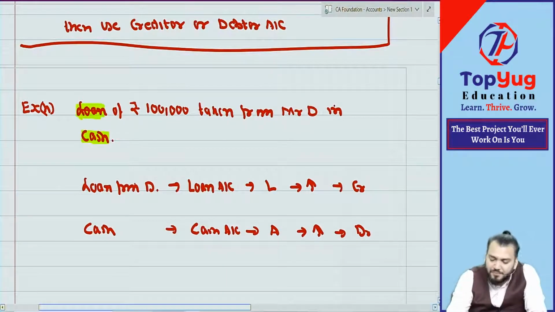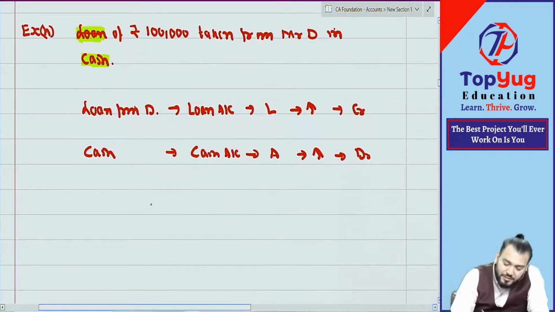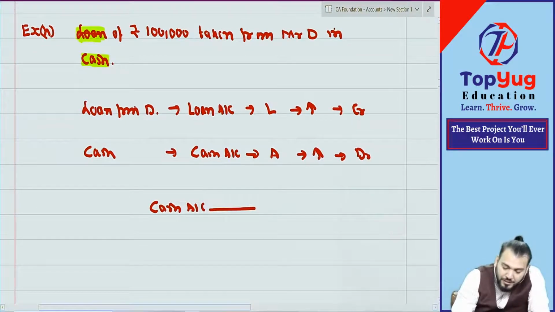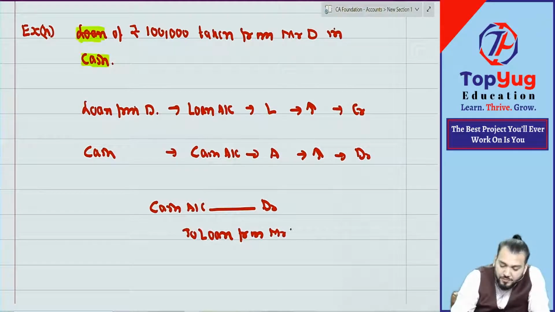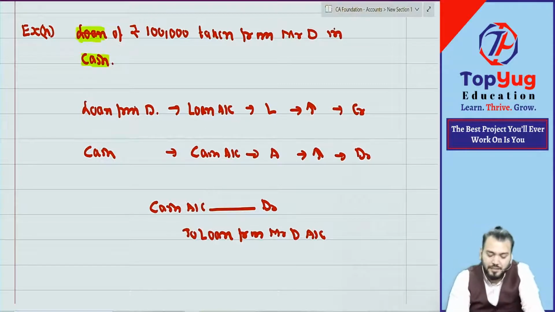In this way, write down the journal entry. Cash account debit to loan from Mr. D account, or you can simply write loan account. Correct?